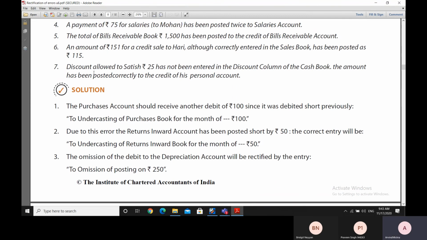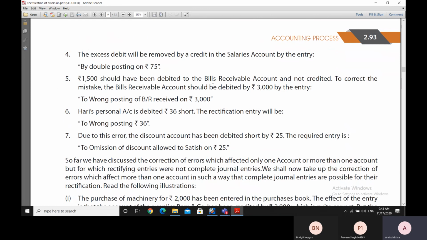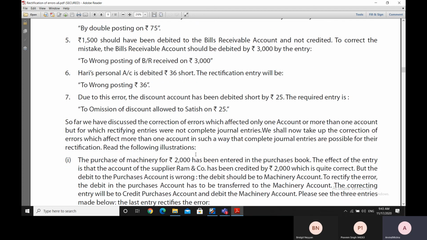And as the last point here, the discount which is allowed to Satish, 25, has not been entered in the discount column of the cash book. Discount has been allowed to Satish. Satish's account has been credited with 25 rupees, but in the discount column it has not been entered, though the amount has been posted correctly to the credit of the personal account of Satish. So we have to introduce this amount in the discount column of the cash book, as it has not been entered so far. So we'll debit the discount account by making an extra debit entry in the discount column, saying to discount allowed to Satish of rupees 25.